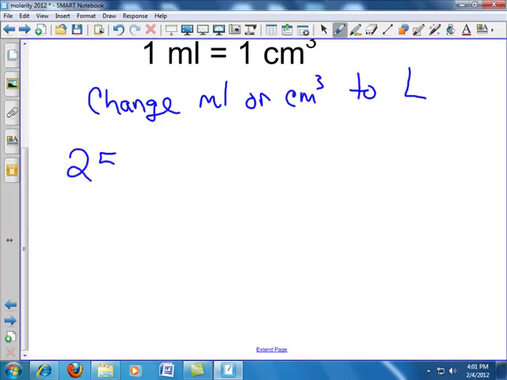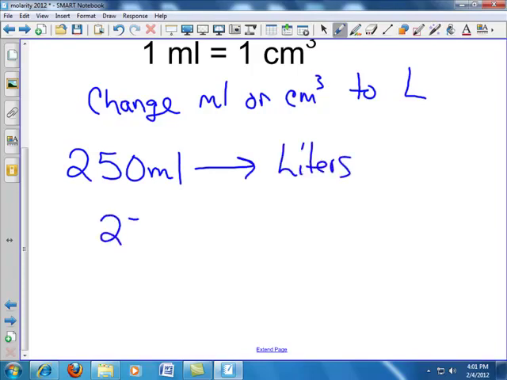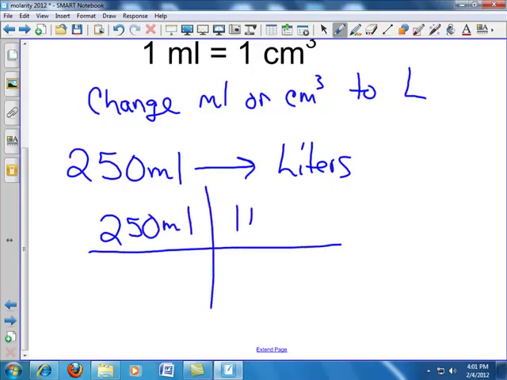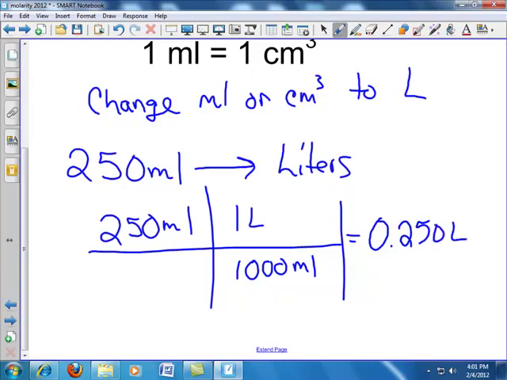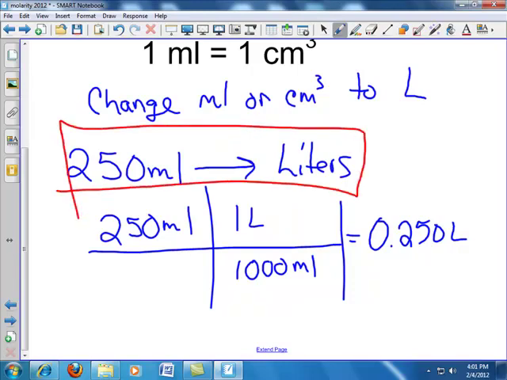So if I have 250 milliliters and I want to change that to liters, I would take 250 milliliters and make the conversion, and I'd put 1 liter all over 1,000 milliliters. And hopefully you would not have to do that in your head. 250 divided by 1,000 is 0.250 liters. Okay, quite honestly, this is a conversion you should be able to do in your head, and you should never, ever, ever have to show me this.